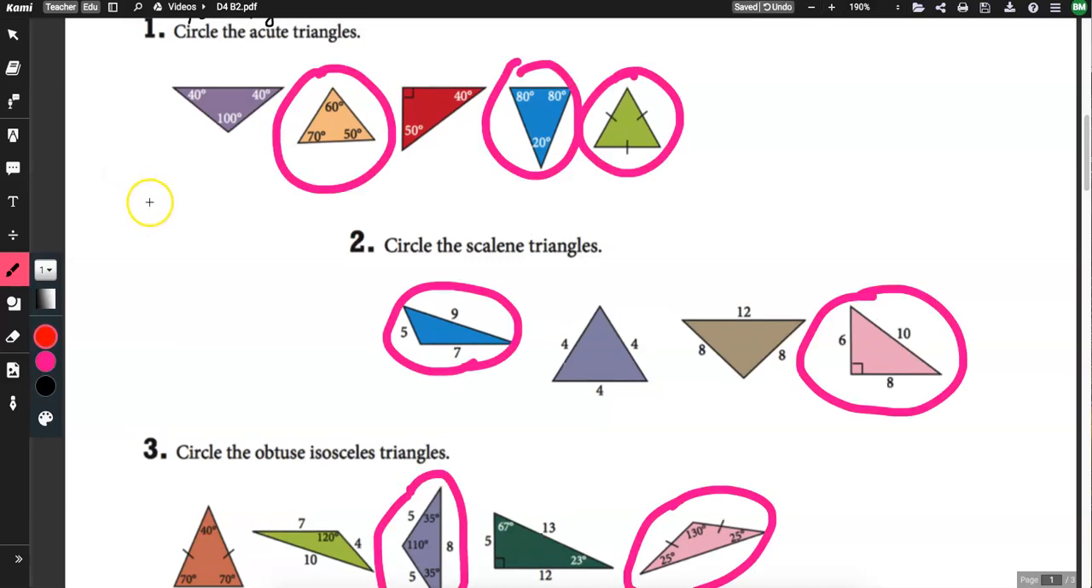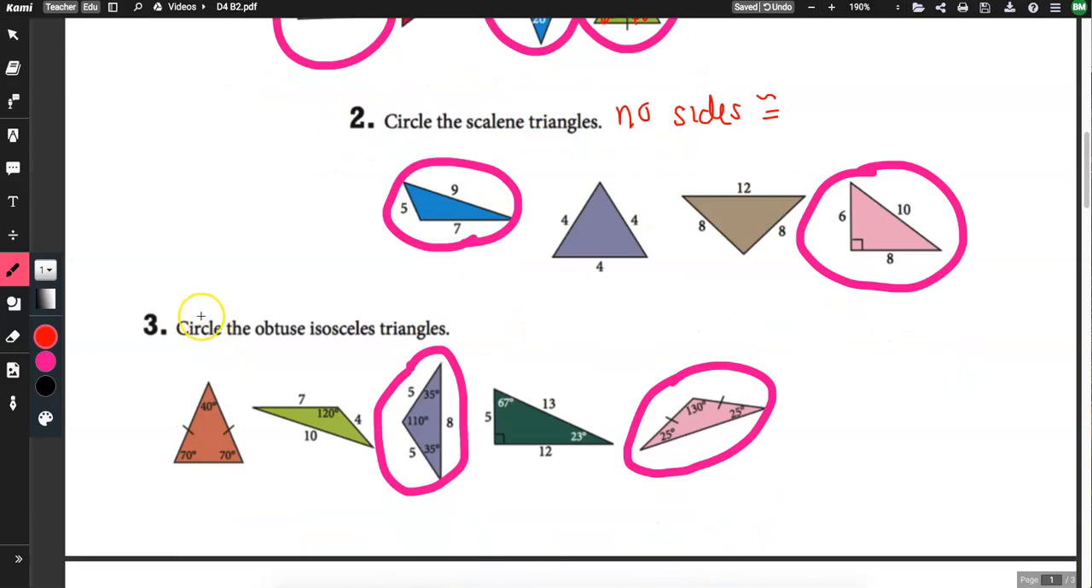All right, so here are all my circled triangles. Acute, remember, that means all of the angles are less than 90. So these are the 3 that work. Remember, this equilateral triangle means that all angles are 60. So that would also be acute. Circle the scalene, that means no sides congruent. So I don't care about the angles here, I'm just looking at sides. The first and the last are both scalene.